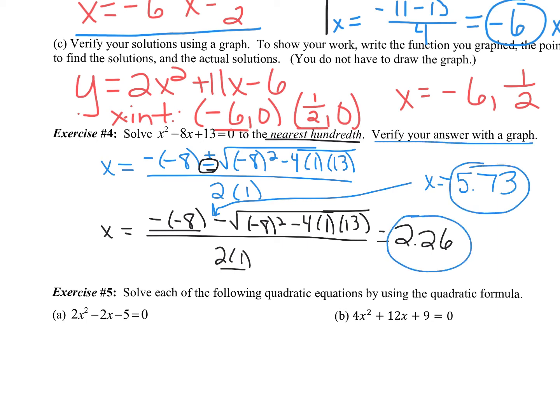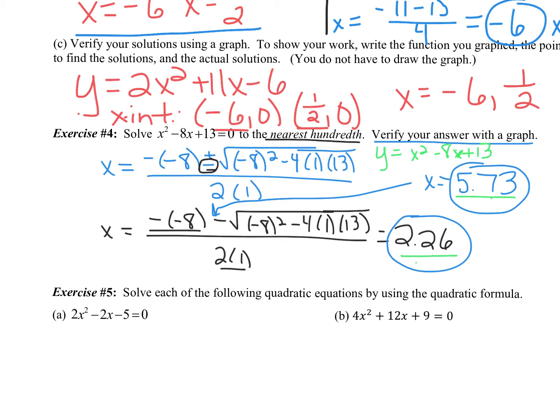Verifying my answer with a graph. If I were to graph y equals x squared minus 8x plus 13 on my calculator, and I did second calc 0, I would see that these two are the zeros, the 2.26 comma 0 and 5.73 comma 0.